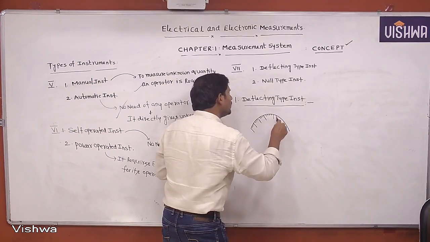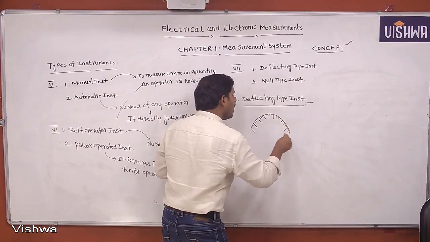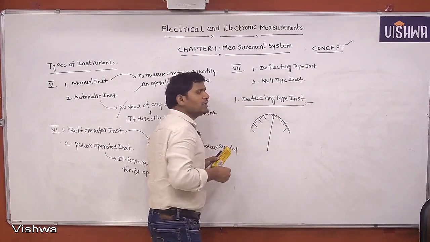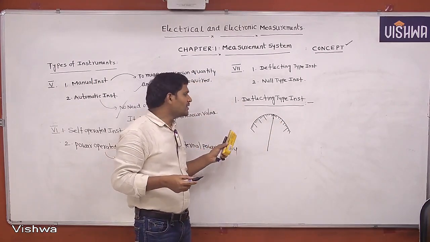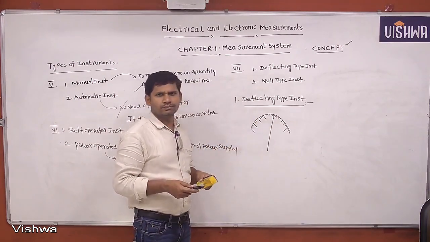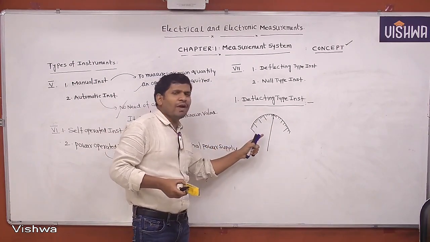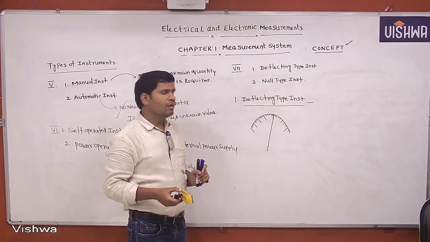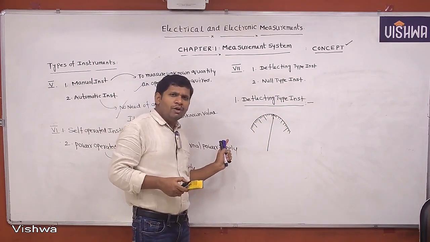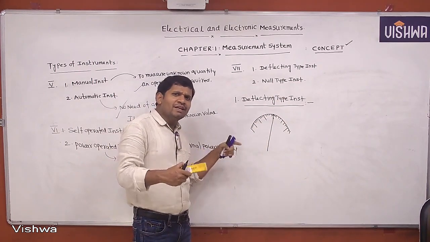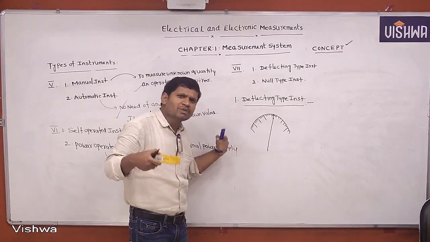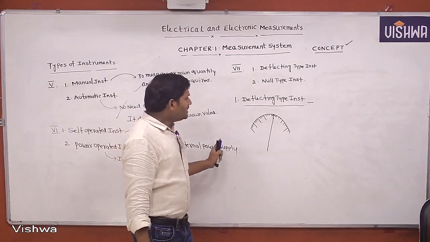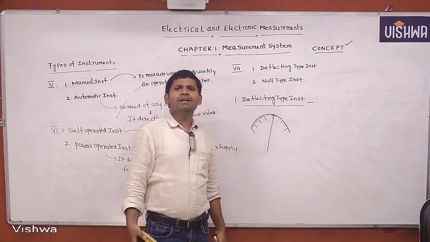Then how does this instrument show the unknown reading? How does this instrument measure an unknown value? To measure the unknown value using a deflecting type instrument, there must be a deflection of a pointer away from 0. That means it measures the unknown value by deflection of a pointer away from 0. If that meter is indicating the unknown value, there must be a deflection, otherwise this instrument cannot indicate the unknown value.